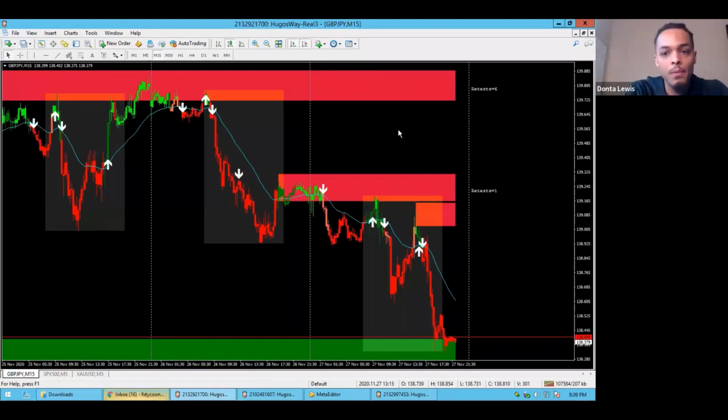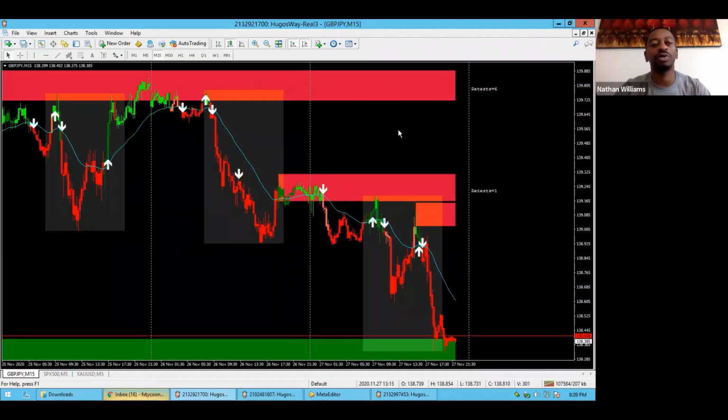Let me know when you can see the screen here. Yes, sir. All right. So this is MT4. For those on the call who have never seen MT4 or really a chart, we'll go more in depth about this later on.